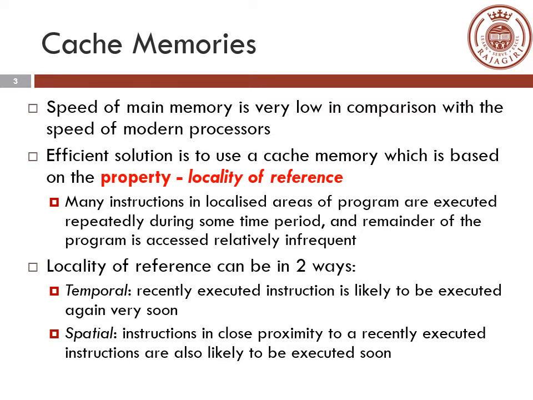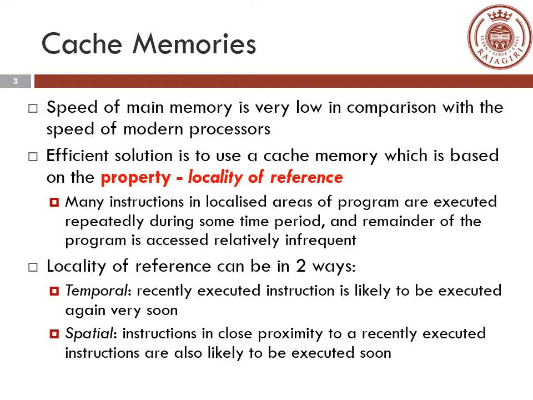Now the locality of reference is of two types. The first one is the temporal locality of reference. It means that recently executed instructions are likely to be executed again very soon. So if you bring those instructions to the cache, the speed of the operation will increase. The processor can take those instructions directly from the cache. That is known as temporal locality of reference.